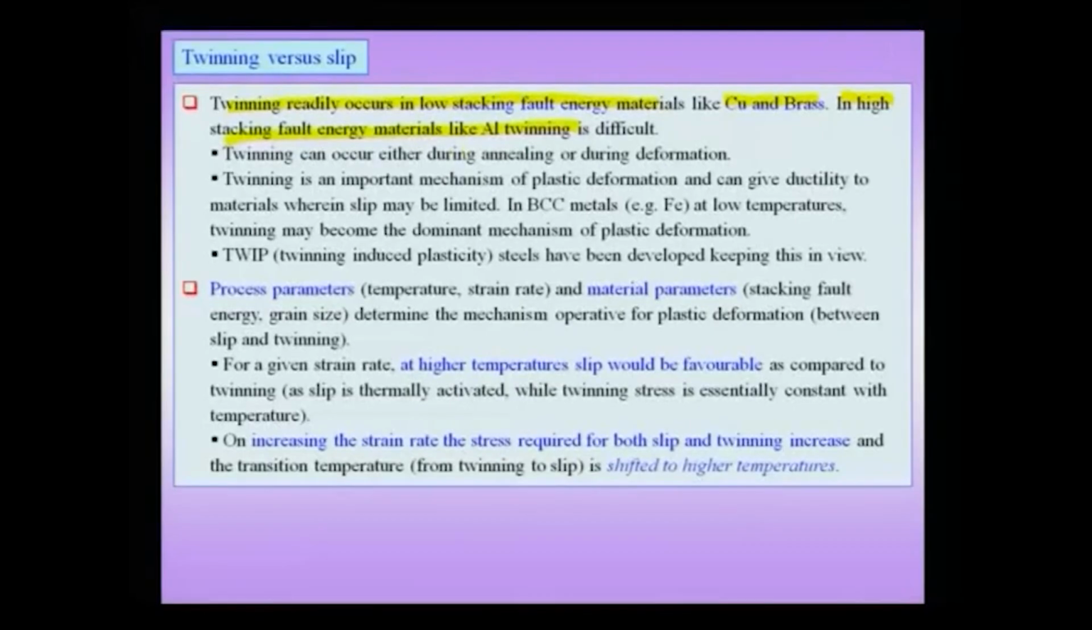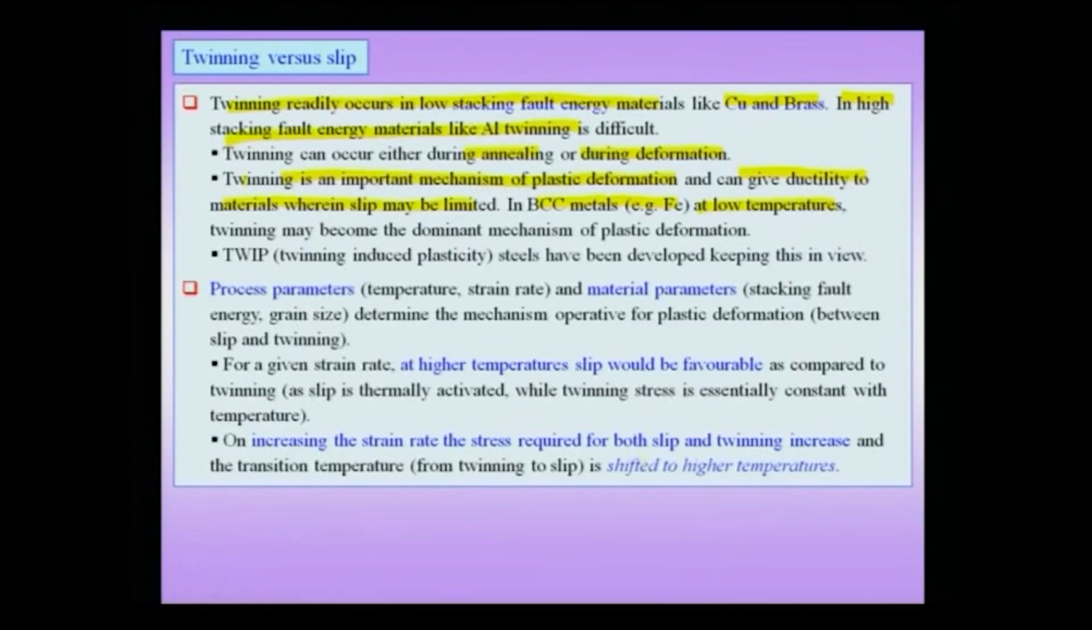Twinning can occur either during annealing, in which case they are called annealing twins, or during deformation, and in fact they can be a reason for plastic deformation, in which case they are called deformation twins. Twinning can become an important mechanism of plastic deformation and can give additional ductility to materials wherein slip may be limited. One such example I told you about is the case of BCC metals like iron at low temperatures.